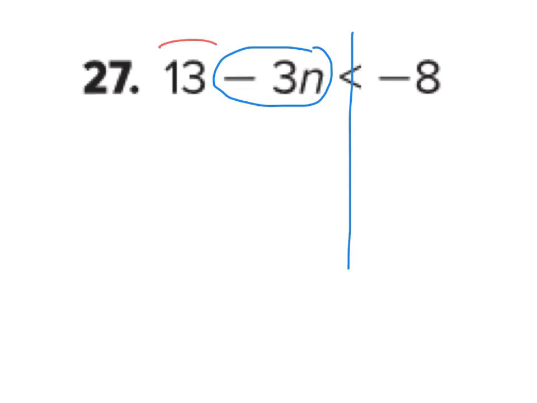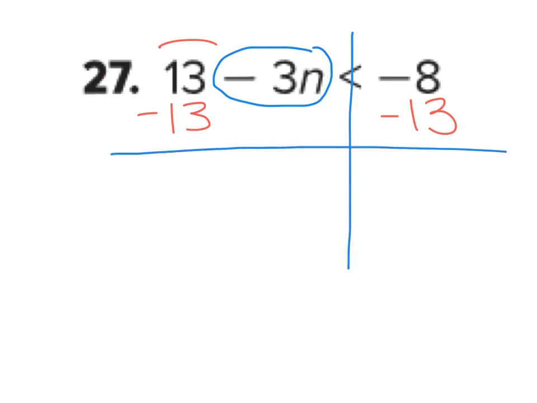So I need to move this 13 away from my variable. So opposite of a positive is a negative, which is the same as subtraction. So I'm going to subtract 13 from each side. 13 minus 13 is 0, and I'm left with negative 3 times n is less than negative 8 minus 13.